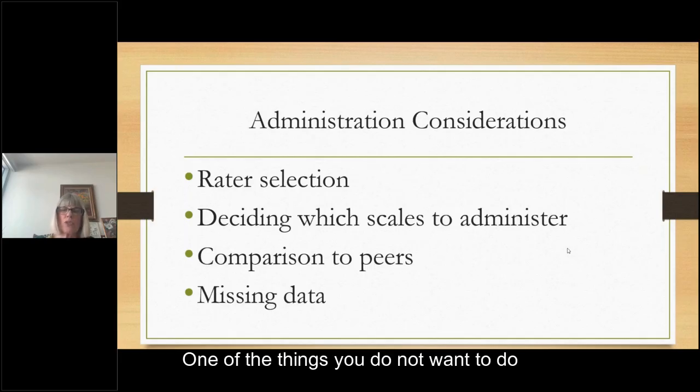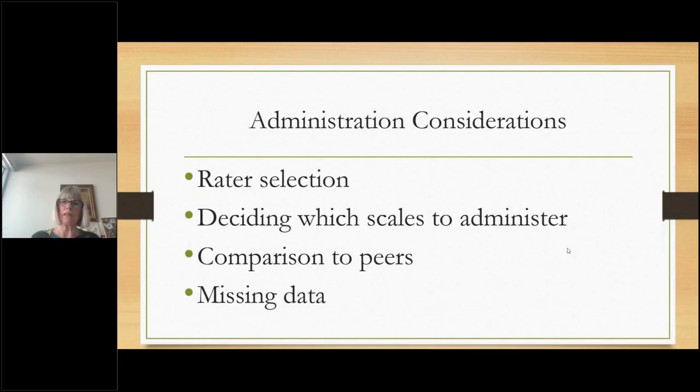One of the things you do not want to do with the SIGS-2 is you do not want to have two parents or two raters rate a student on the same scale separately and then average those scores. That's not how the SIGS-2 was developed. It was developed so that there's no averaging. The raters should work together if you want more than one rater per scale, and they should come to consensus.